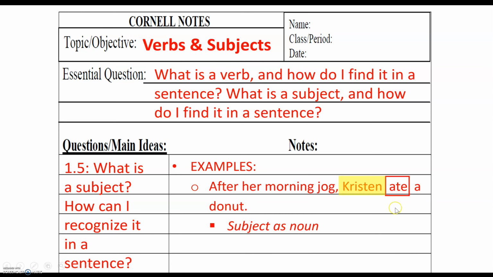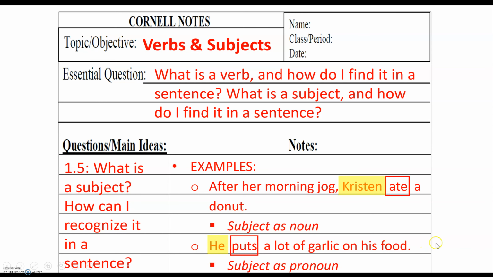So this sentence would be an example of a subject as just a basic noun, right? You have Kristen. A different example would be something like this. He puts a lot of garlic on his food. So again, I'm going to find the verb first. The verb here is puts. I'm going to ask myself who or what puts a lot of garlic on his food. The answer is he, so I'll highlight that. And notice that's an example of our subject being a pronoun. So it may not always be a directly named proper noun. Sometimes it might be a pronoun or something like that.